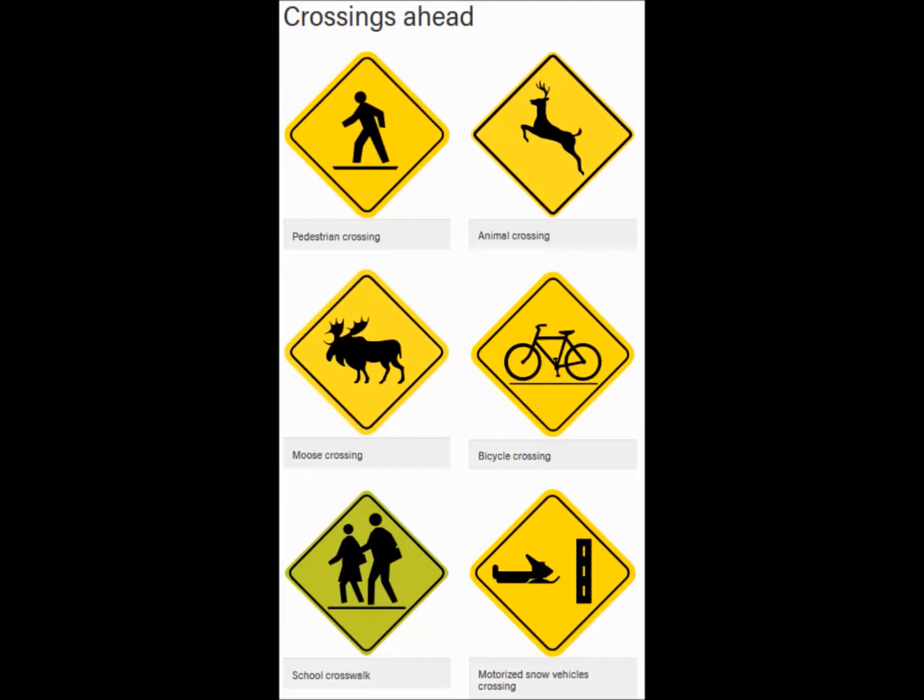Image description. A yellow diamond with a black outline. Within it, a silhouette of a bicycle. Bicycle Crossing. A yellowish green sign with two humanoid figures. School Crosswalk. Image description. A yellow rectangle with a black outline. On the left is a black image of a snowmobile. On the right is an image of a road. Motorized snow vehicles crossing.